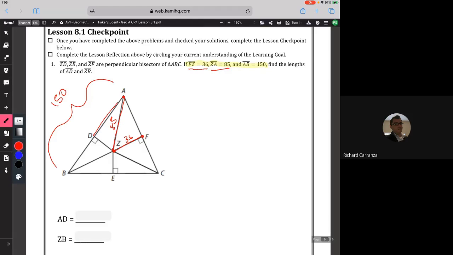What do you think? What is AD? What should I do? Remember, they give me 1 number for that side, so I should be able to find what each one of these are. Each of these are the same. So I have to divide the 150 by 2, and that would give me 75. So I know both of these are 75. What about the second one? What is ZB? So CB, what do you think it's going to be? I'm going to let you guys enter that.